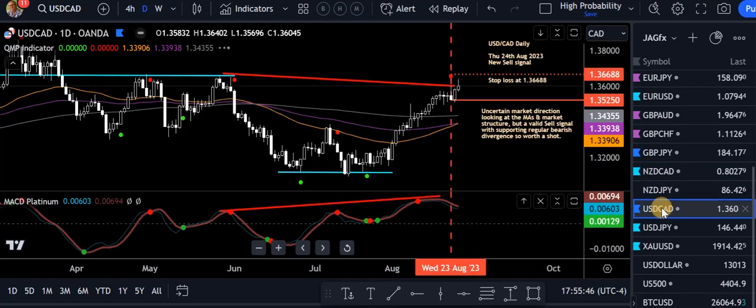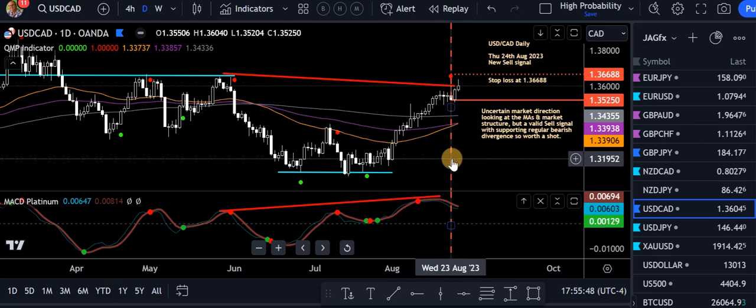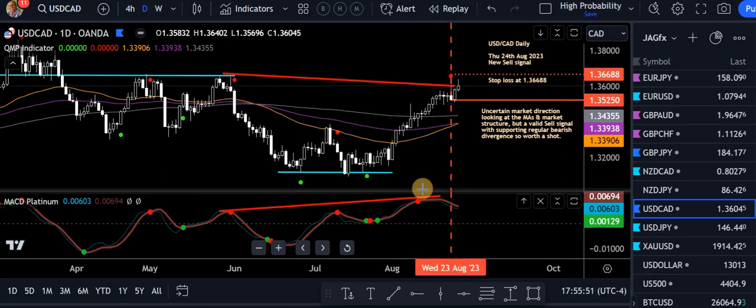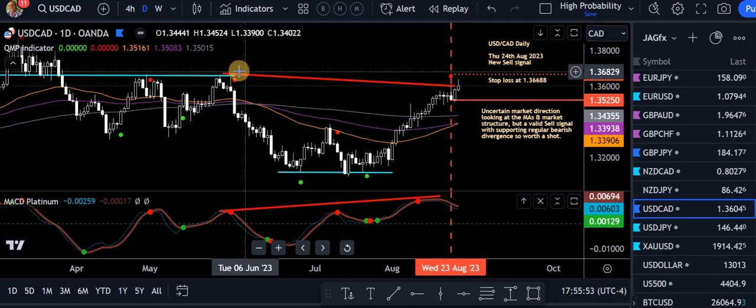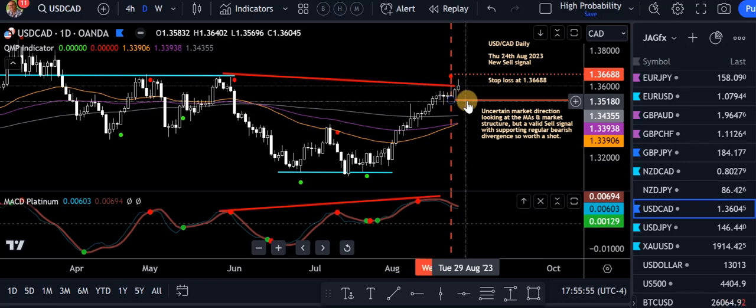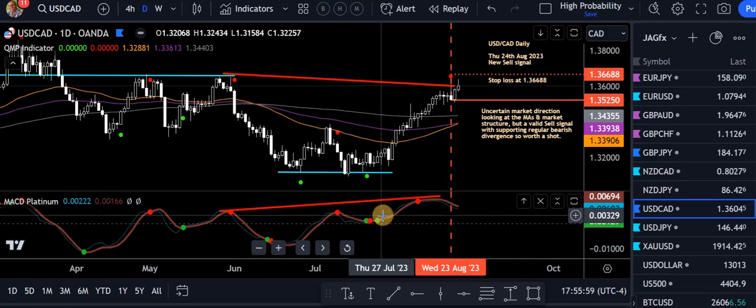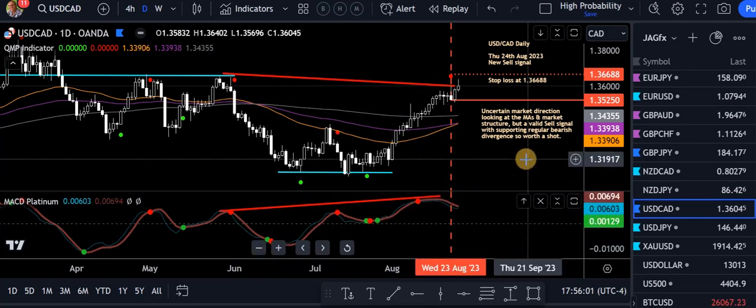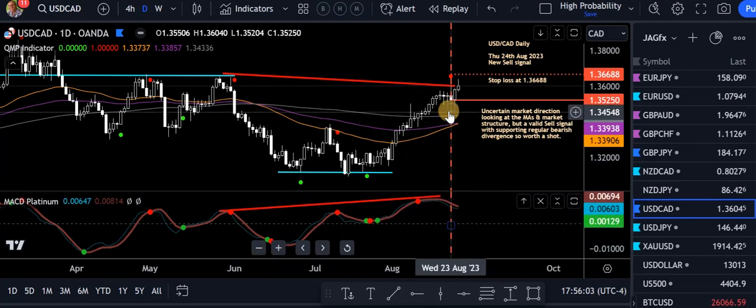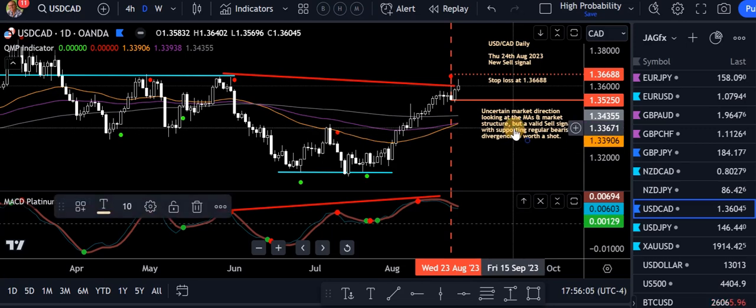USD CAD. Last signal was this sell here. MACD platinum above the 0 level. There's divergence there. Regular bearish divergence. Actually, that is hidden bearish divergence. Why have I written regular? My bad.